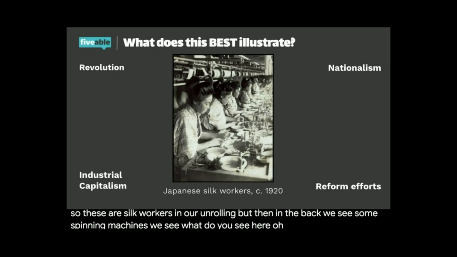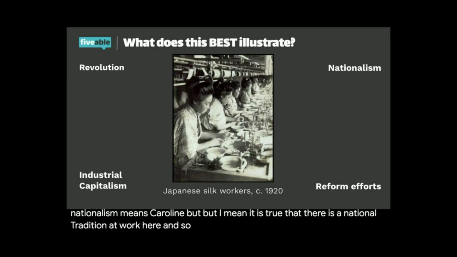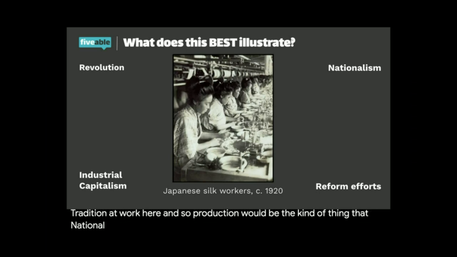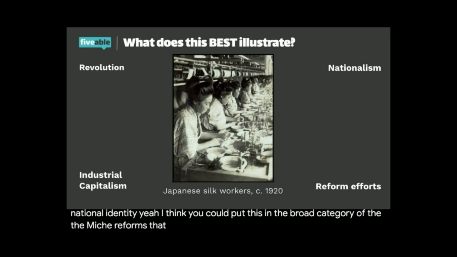Oh, that's not really what nationalism means, Caroline, but I mean, it is true that there is a national tradition at work here, and silk production would be the kind of thing that nationalists would use to make the claim for a unique Japanese cultural or national identity. Right. Yeah, I think you could put this in the broad category of the Meiji reforms, that we could do that.